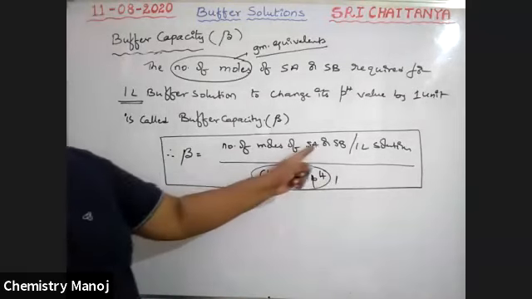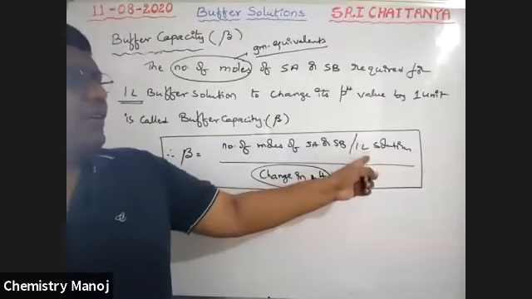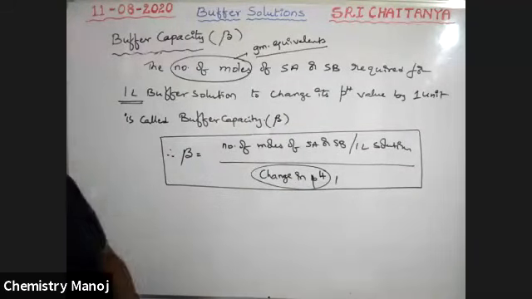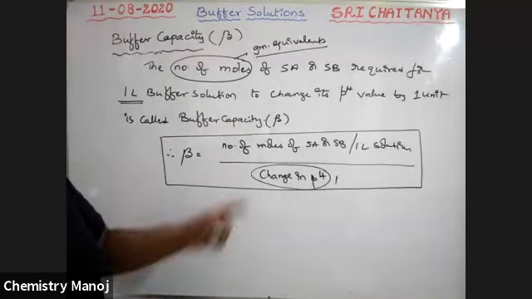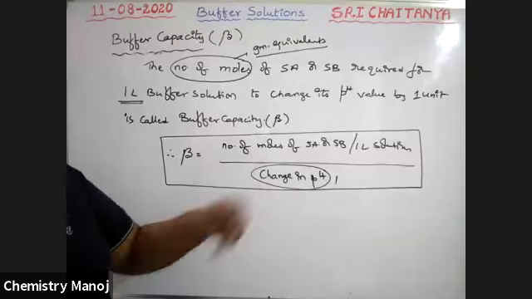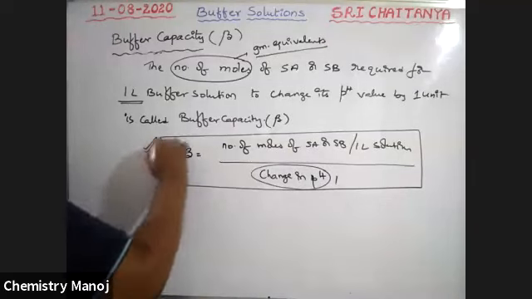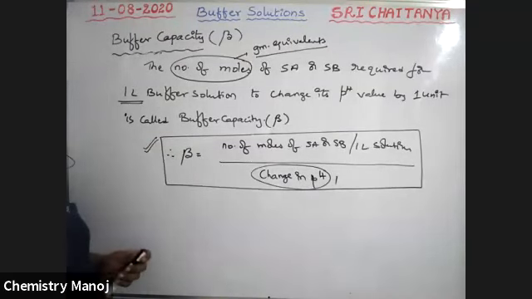Therefore, the number of moles of strong acid or number of moles of strong base required per 1 liter solution to change its pH value by 1 unit is called buffer capacity. So this is explained in detail. This is important, my dear boys. Please keep in mind.